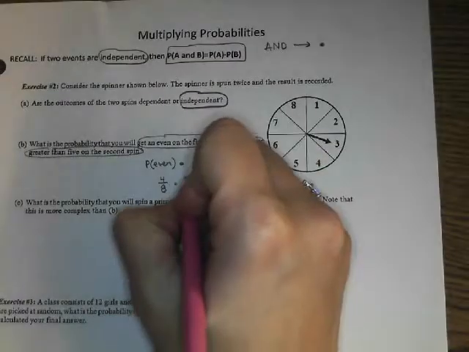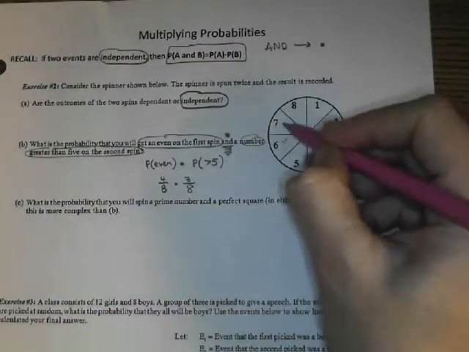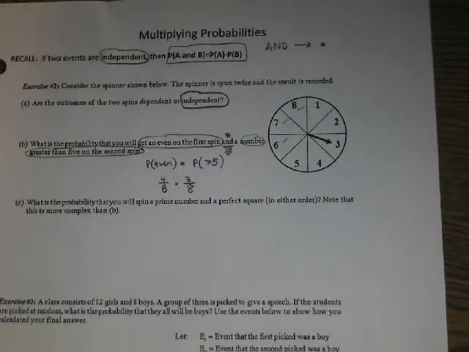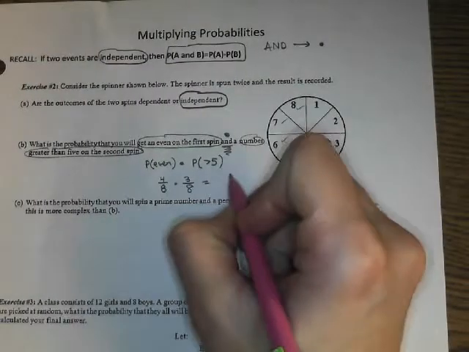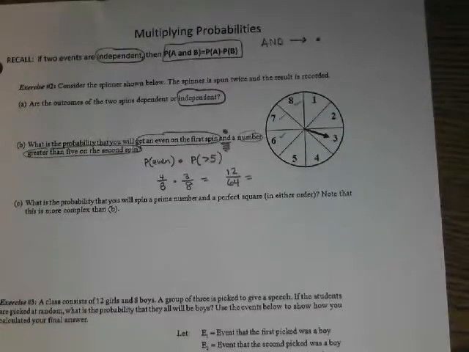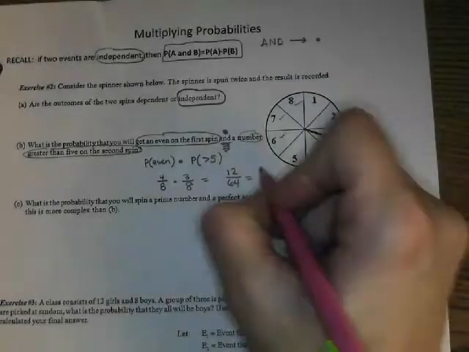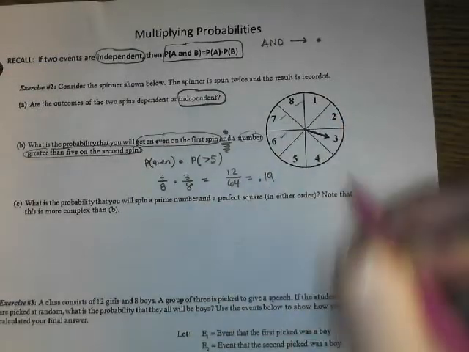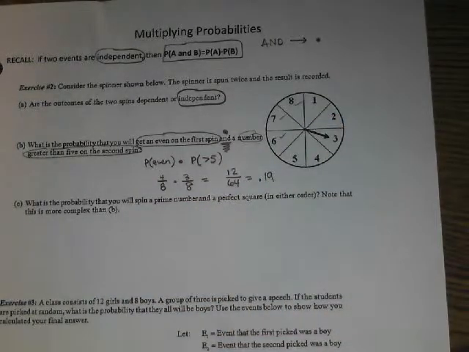What's the probability of getting a number greater than 5? 3 out of 8. Good. Because only 6, 7, and 8 are greater than 5. So we just multiply. So the overall probability of this happening is 12 out of 64, and division on your calculator will give you approximately 0.19. So about a 19% chance.